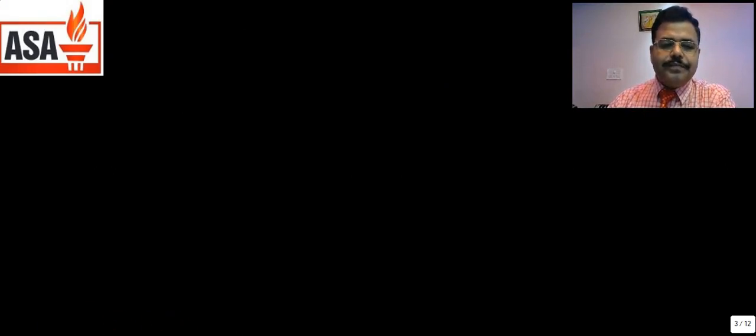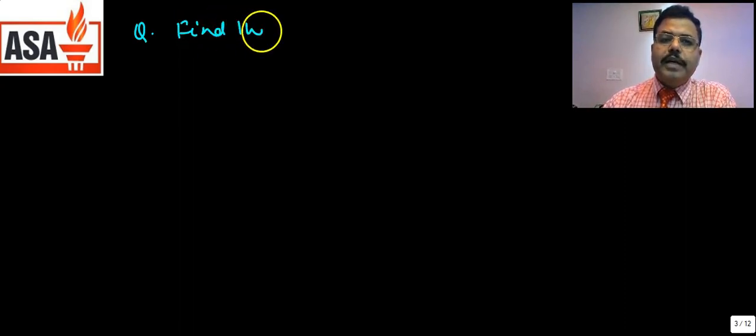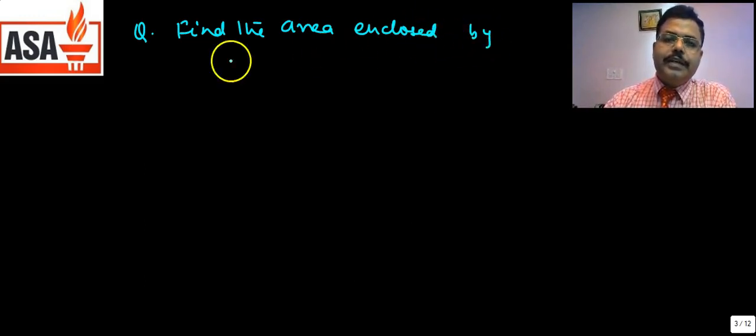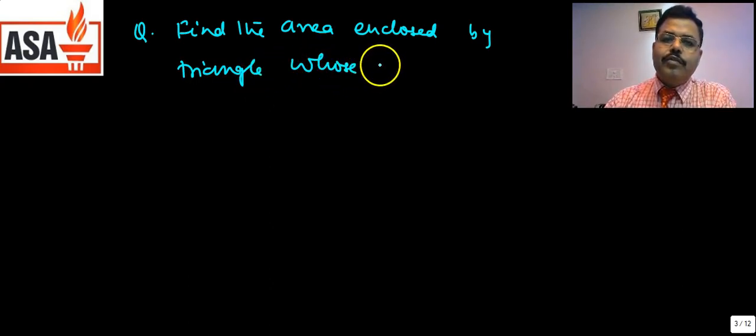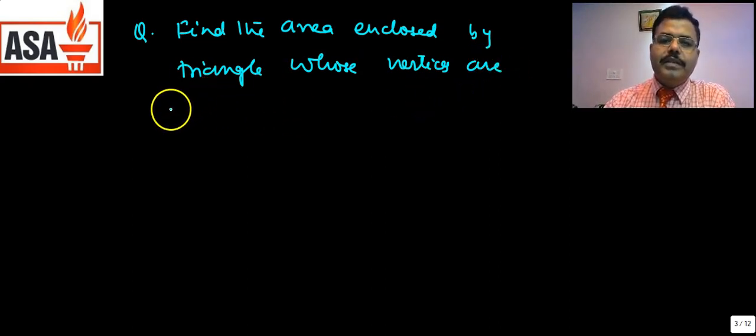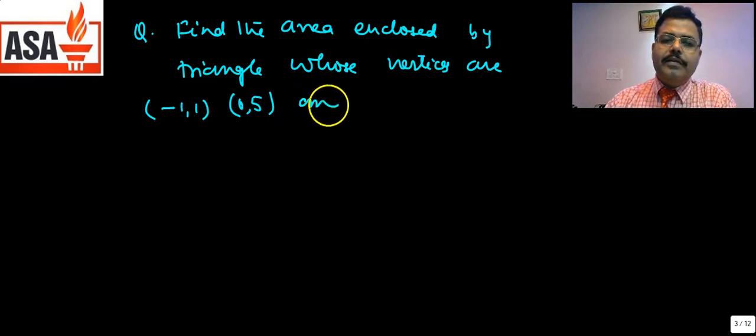Now the next question is: find the area enclosed by the triangle whose vertices are minus 1, 1 and 0, 5 and 3, 2. This is what the vertices are given and you have to find the area of the triangle. So how can you find this area?